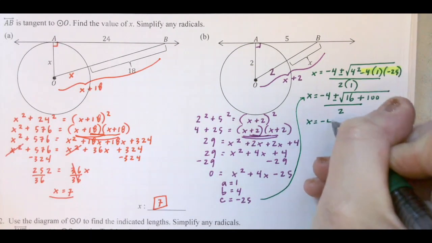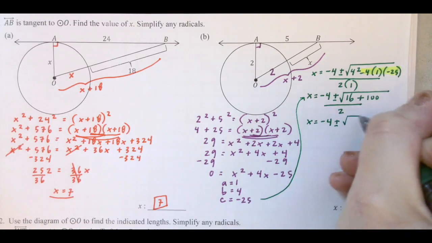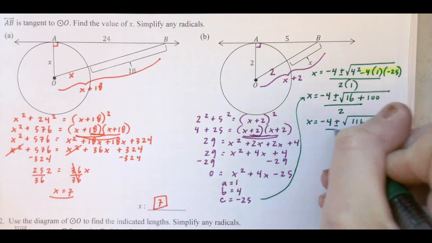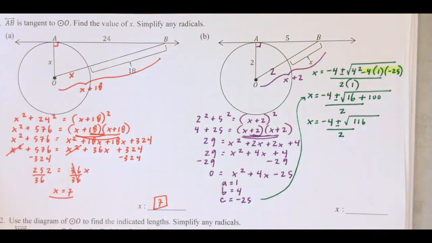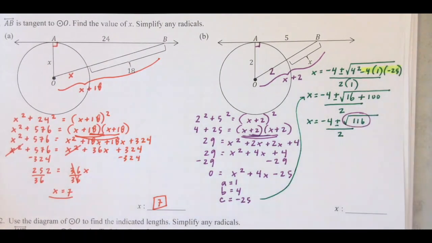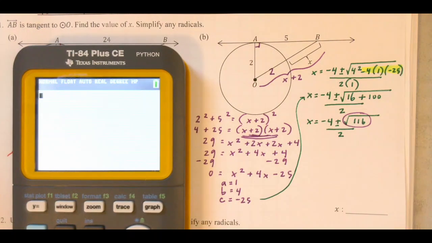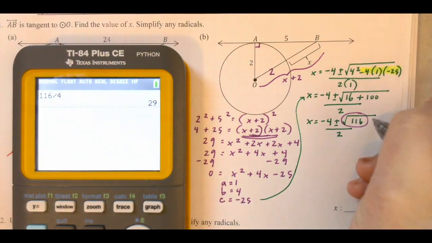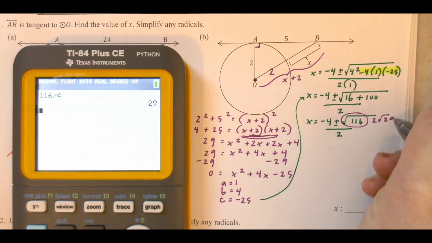So x equals negative 4 plus or minus the square root of 116 all over 2. Now 116, right, I want to simplify that. So if I'm thinking of what goes into 116, well, 4 goes in 29 times. So let me just double check that. 116 divided by 4, so I see that that is 4 times 29. So that's going to be 2 root 29 right there.